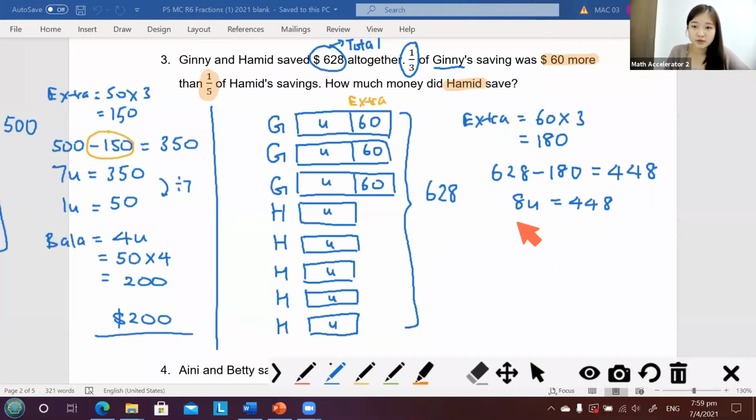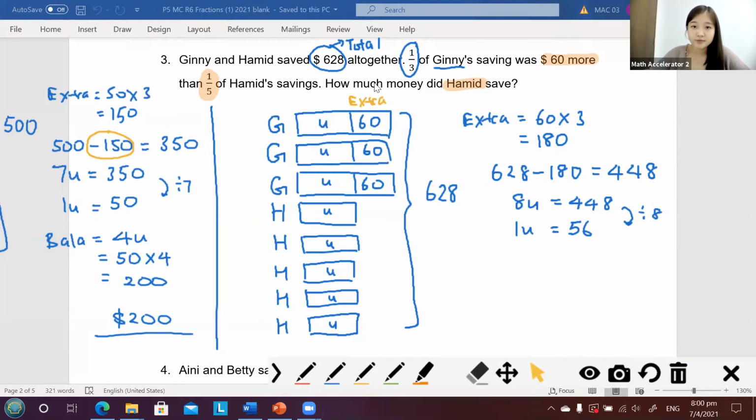So what do you do next? Find 1 unit. Divide your 448 by 8. So what will this get you? It will get you your 56. So for the 4 of you who chose 56, look at the poll. 1 unit is not your answer. A lot of students make this mistake. You find 1 unit, then you're very happy, go and celebrate, or you go and party. Cannot. 1 unit isn't your final answer. Sometimes it might be, sometimes it's not.